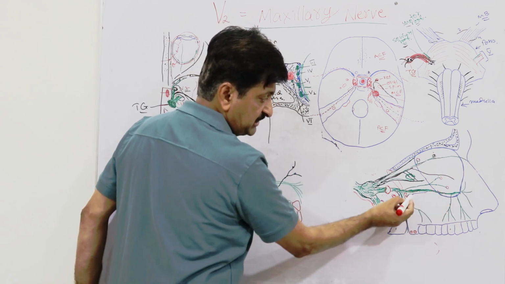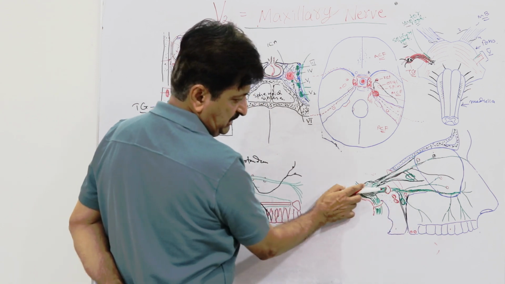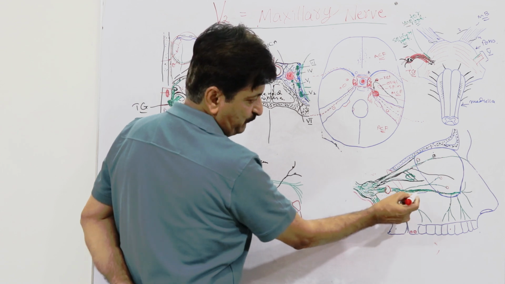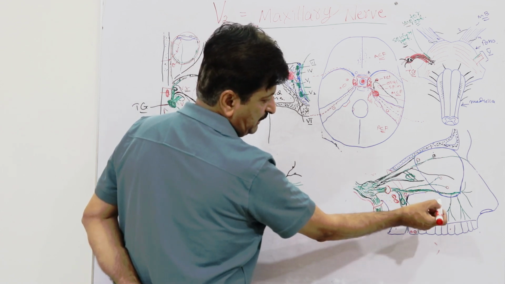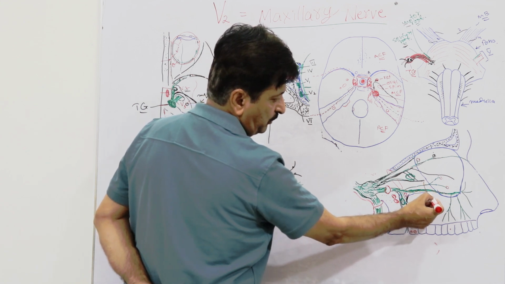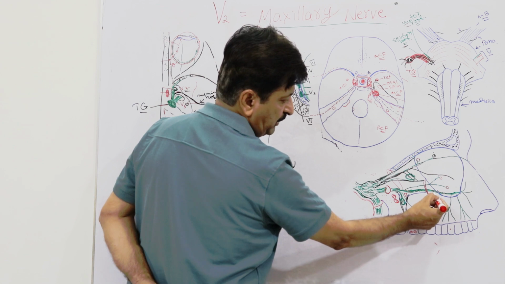But here you see that when it enters into the orbit, now here this is the rotundum, it enters into the pterygopalatine fossa, and when it enters into the orbit, its name will become the infraorbital nerve. So, this will be the infraorbital nerve.